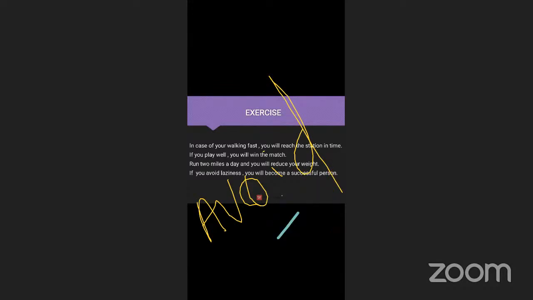Then next, once again we can find one. In case of your walking fast, you will reach the station in time. This is a simple sentence. In order to make the sentence into a complex one, we use if. If you walk fast, you will reach the station in time. And when we want to change this sentence into a compound sentence, we use walk fast and you will reach the station on time.